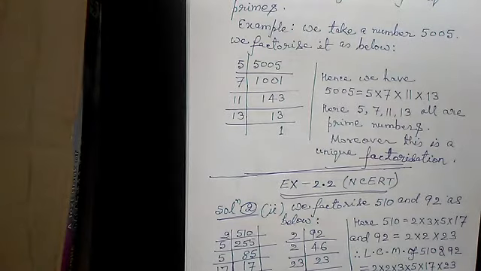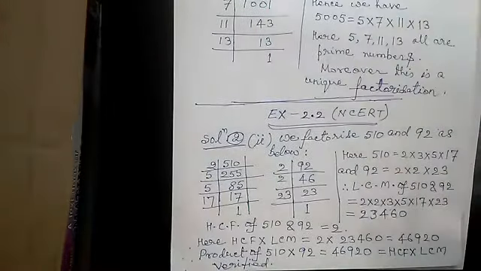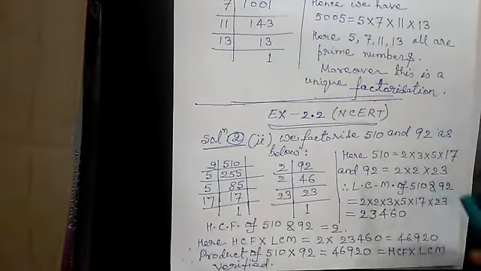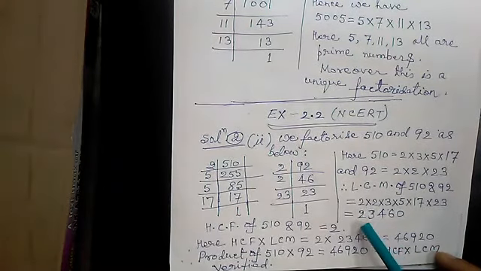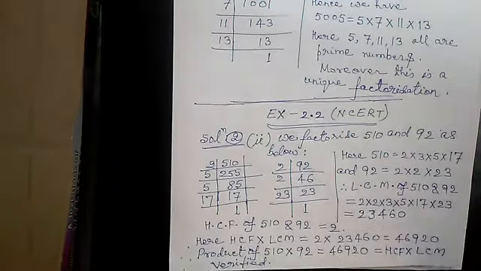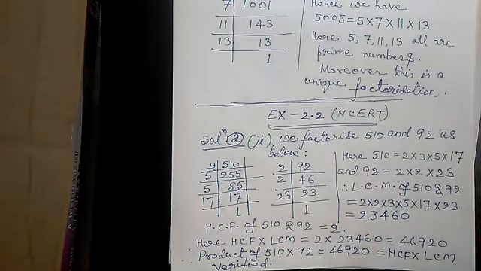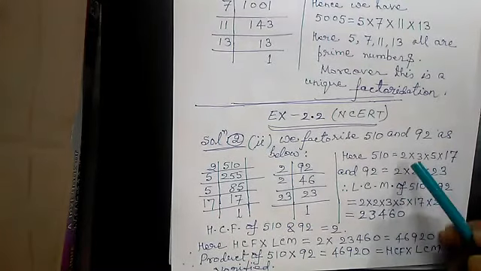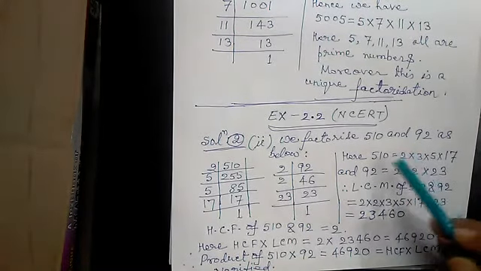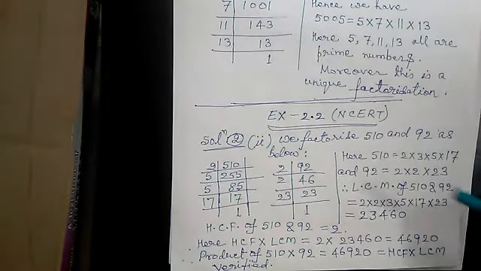What is the method for finding the LCM? It is very easy. As I said, you take the common numbers in both and also the uncommon numbers and multiply them all. You will get the LCM 23,460. And the HCF of 510 and 92 equals 2, because this is the highest common factor. You see in both 510 and 92, only one number is common, that is 2. 2 is here and here, both places, and that is the highest. That's why the HCF, highest common factor, is 2.